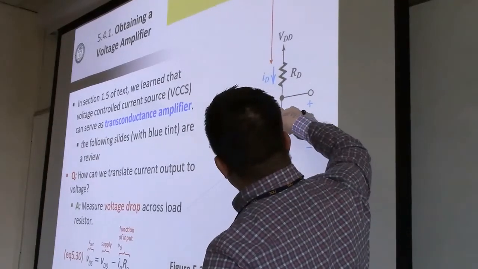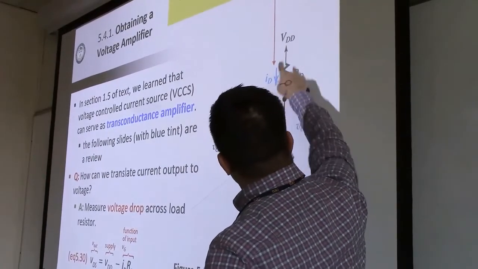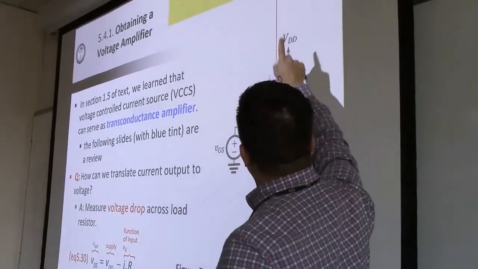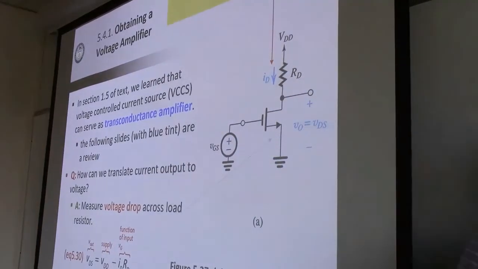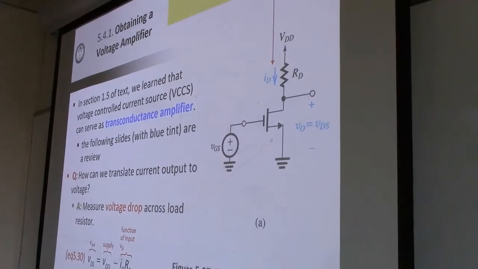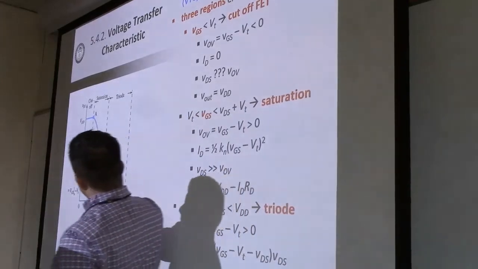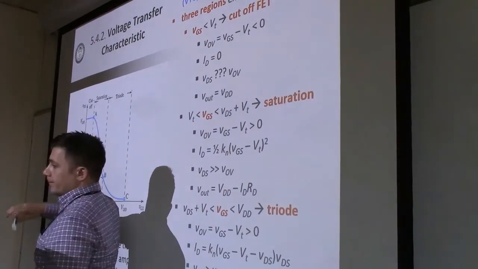When VGS is less than VT, the circuit is open, no current flowing, no voltage drop across this resistor. This voltage equals that voltage. So for very small values of VGS, that's why you see here VDS equals VDD. Nothing's happening.